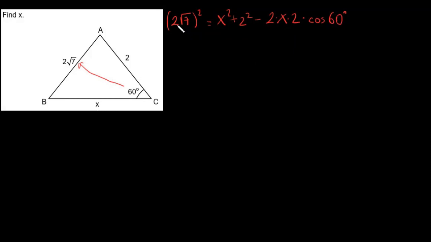So here, 2 root 7 to the power of 2. 2 squared is 4 times root 7 squared is 7 is equal to, we have x squared plus 2 squared is 4 minus 2 times x times 2. So 2 times 2 is 4. We can write 4 times x, times cosine of 60. So what is cosine of 60?